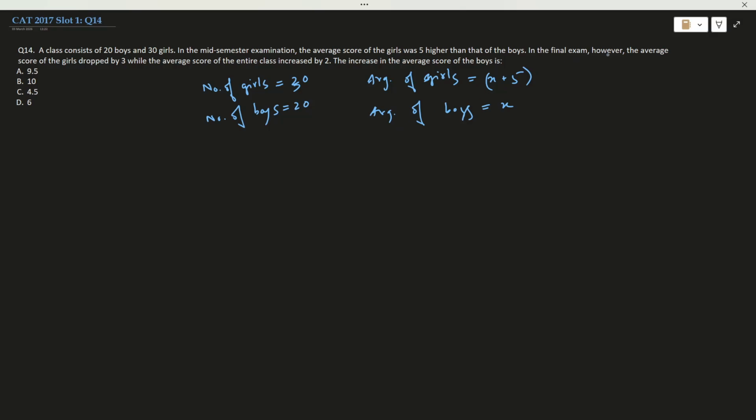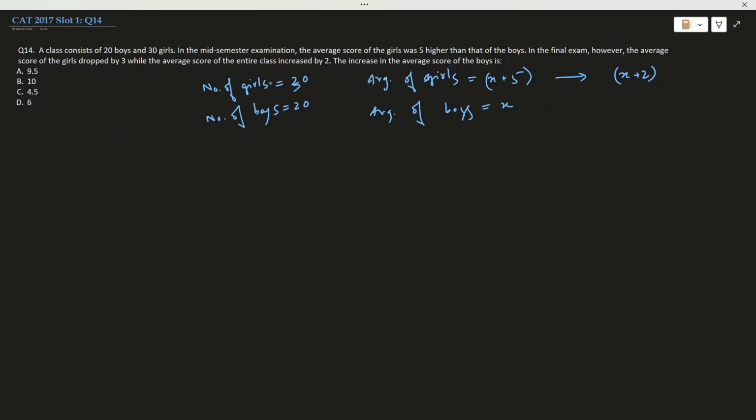In the final exam, however, the average score of the girls dropped by 3. Initially it was x plus 5, then it dropped by 3. That means x plus 2. While the average of the entire class increased by 2.